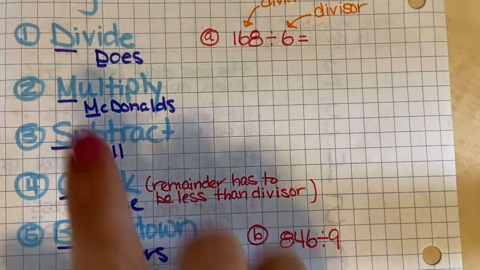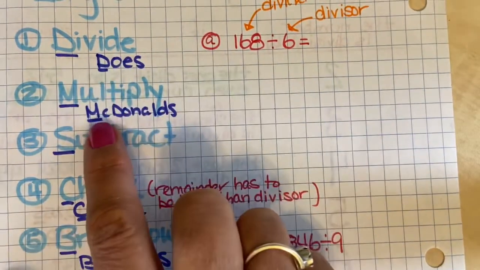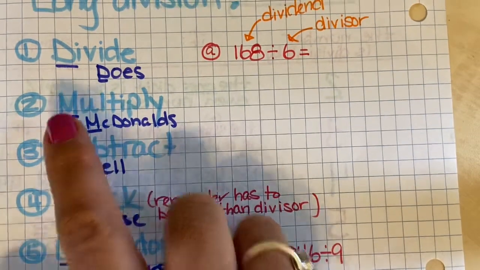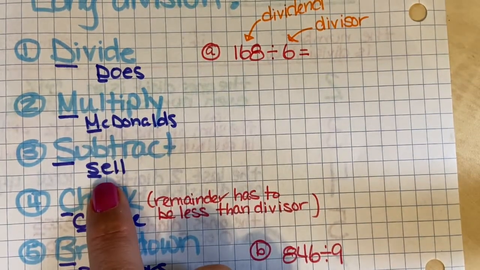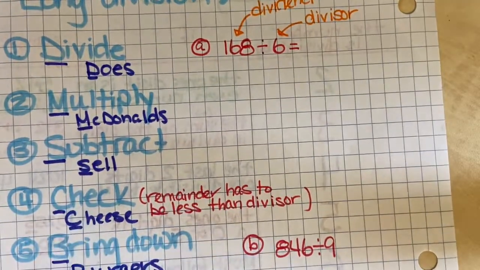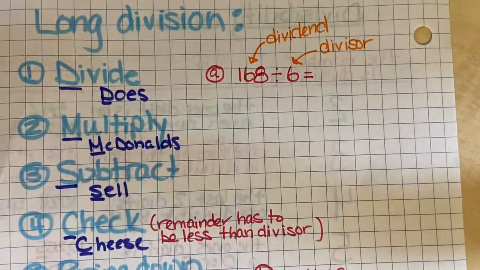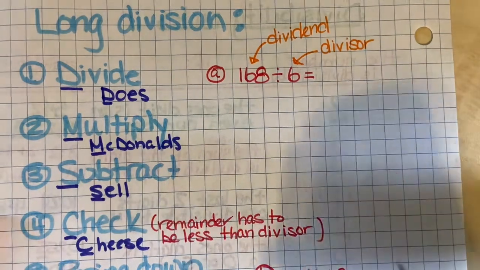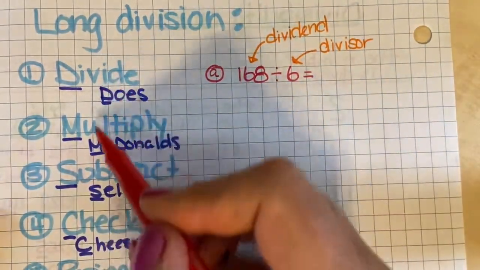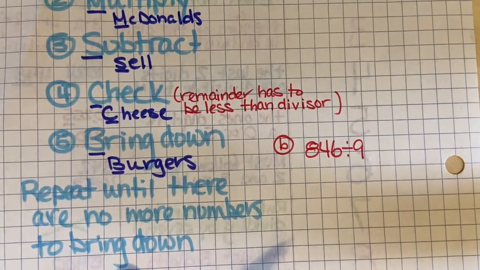That tells you the steps, because D would be does McDonald's, D is divide. McDonald's was M, then you multiply. Do they sell? Sell is subtract. Cheese is check, and burgers is B. Okay? So I'm going to try to go a little bit slow through this so that we can do it together. I need to go through all of these steps, and I repeat that until there's no more numbers to bring down.